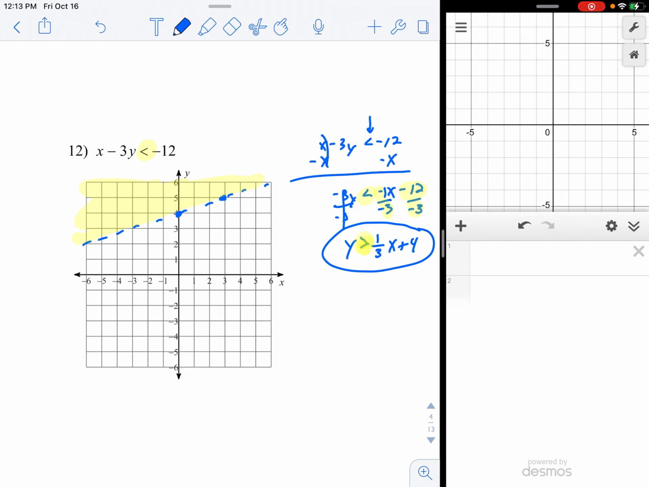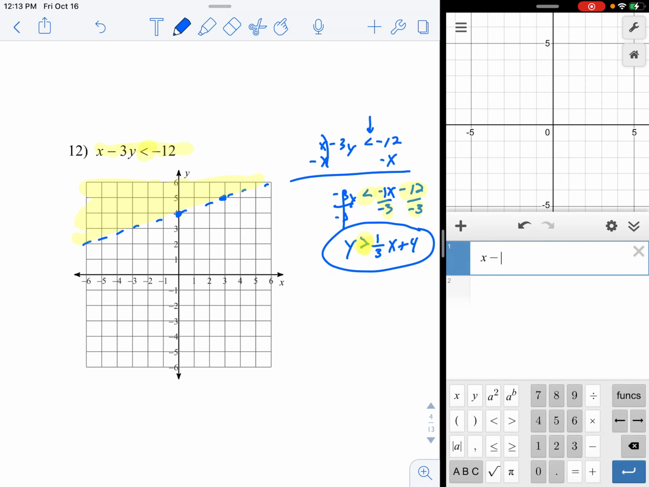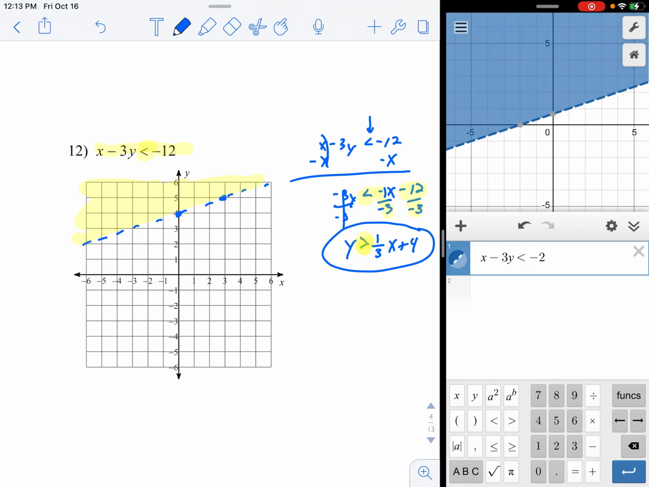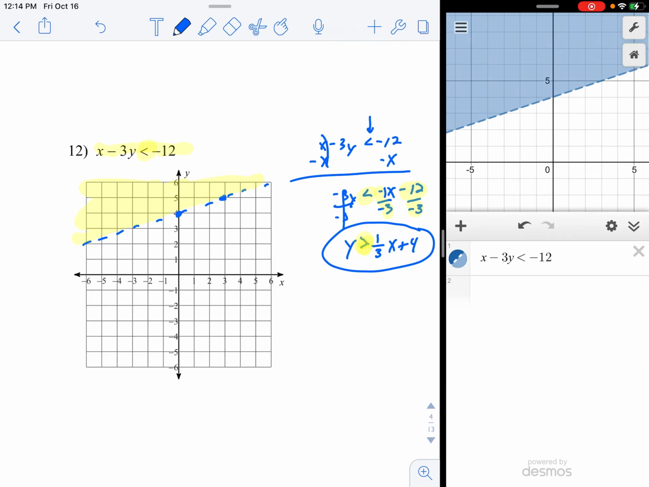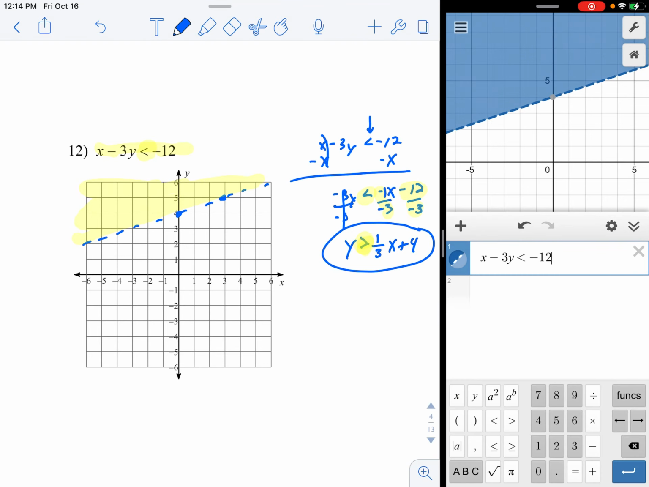But I can go back to the original and type in x minus 3y is less than negative 12. Oh, not negative 12, negative 12. There it is, finally. And look at that. Now, I'm guessing you would have discovered this anyway. Yes, Desmos does have a less than symbol or greater than symbol. They're all on that keyboard there. And it shows you the dotted line, it shows you where it goes, and it even does the shading for you. So you probably would have discovered this on your own anyway. I guess I'm sort of spilling the beans.